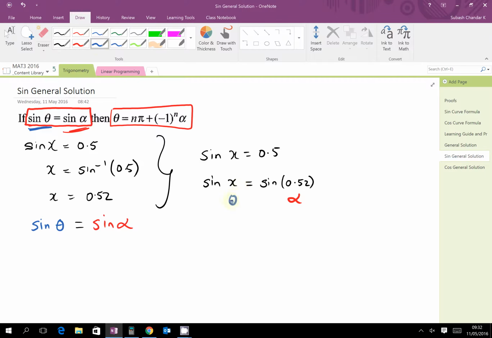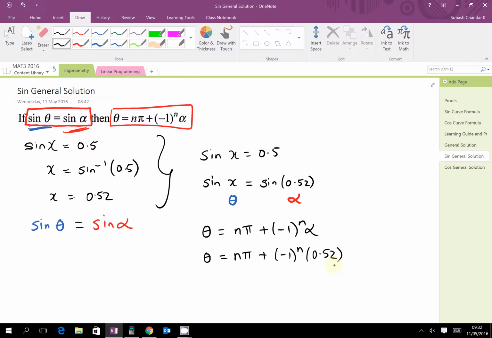Then this is my theta. Can you guys see how that's working out? That this value, sine of this value, is going to be the same as sine of the other value. Now I've got alpha and I've got theta, which means all I have to do is copy the equation as it is. So I've got theta equals n pi plus -1 to the power of n alpha. Then I can replace this with theta equals n pi plus -1 to the power of n, and alpha is equal to 0.52.